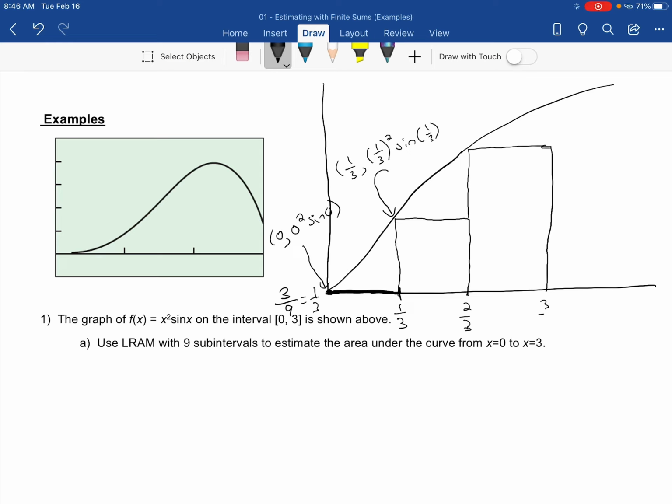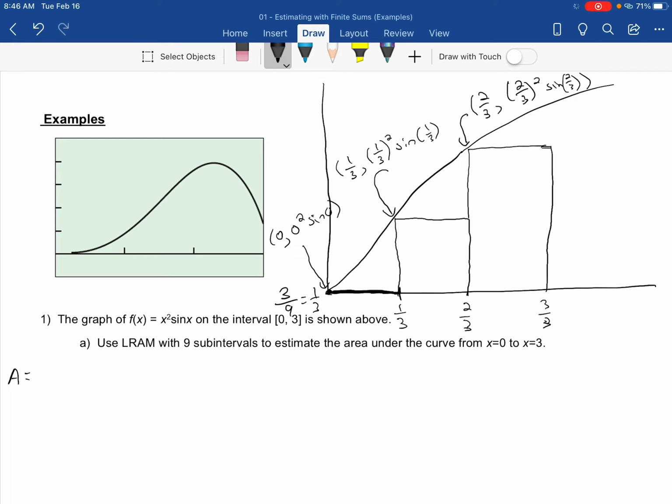Now you can draw more rectangles if you want to establish the pattern. But let's just see if I just do those three rectangles, whether I'm right, whether it's enough to establish the pattern of what's going on here. So we need this point here, which is now 2/3. You can see the x value at the bottom there. And then when I sub 2/3 into the function, I get 2/3 squared sine 2/3. Okay, so here comes my area.